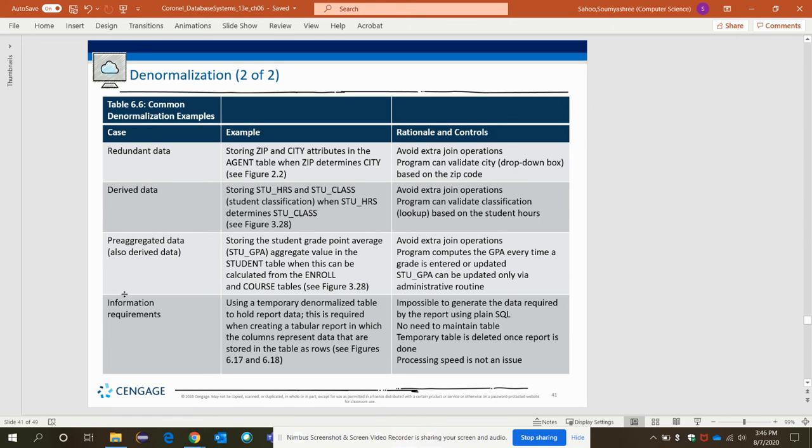These are the denormalization examples using redundant data, derived data, and pre-aggregated data. This is also one type of derived data, and some information necessities. Read through all the examples and see how they are related and enhance performance through denormalization. That's all in this chapter on normalization, and I hope you had a clear idea about normalization.